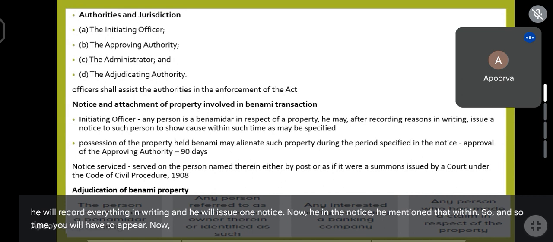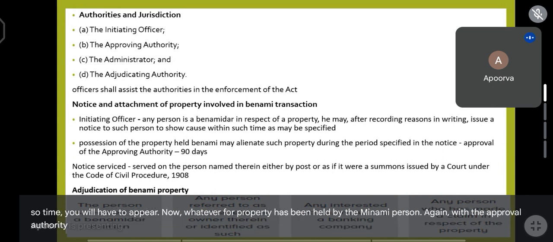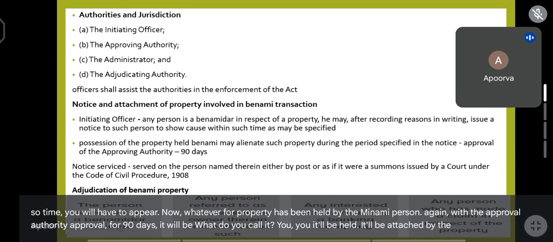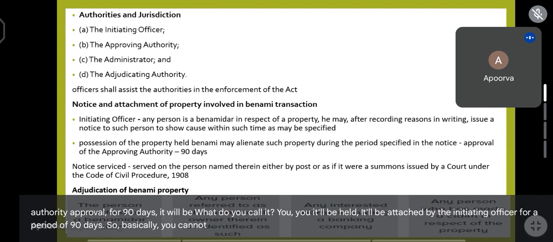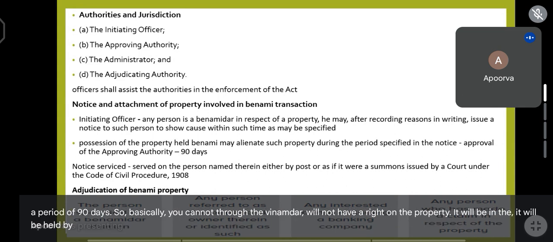Now, whatever property has been held by the benami person, again with the authority's approval, will be attached by the initiating officer for a period of 90 days. So the benamidar will not have a right on the property. It will be held by the initiating authority.